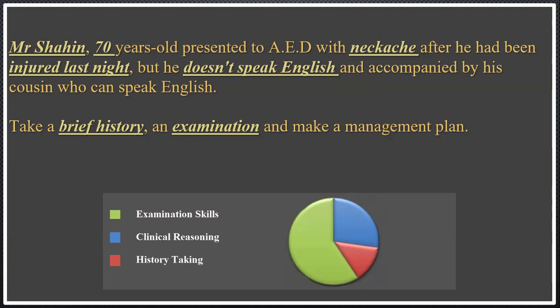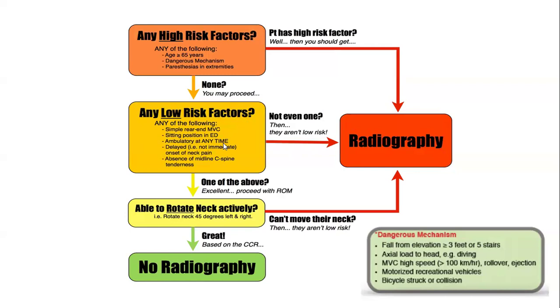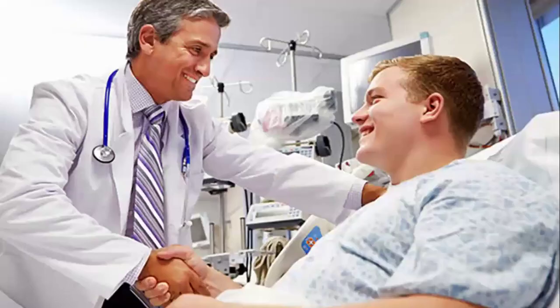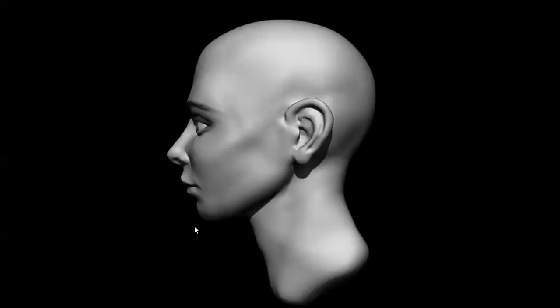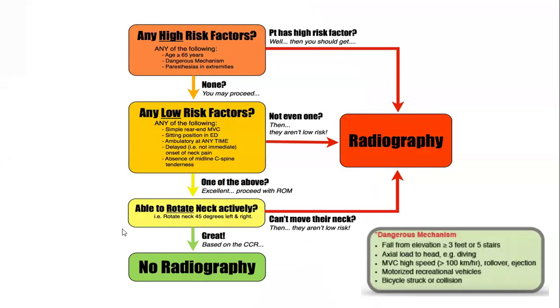Okay. Regarding Fatima, you will do the normal Canadian C-spine rule, and then you will do examination of upper limb neurology. So if the patient can rotate his neck, I mean rotate here, it means left and right only. According to the algorithm, rotate left and right only. Okay, so no need for radiography at the moment.